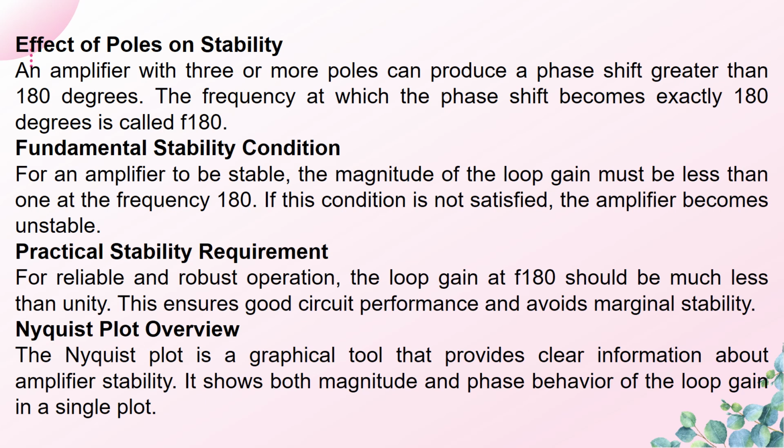So next is the practical stability requirement. For reliable and robust operation, the loop gain at F180 should be much less than unity. This ensures good circuit performance and it avoids marginal stability.